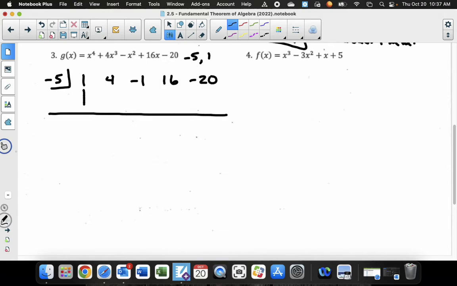Okay. Bring the 1 down. Whatever's in the first spot, you always bring down. And then it's just a bunch of multiplying and adding. Multiply by the -5, and then add. You get -1. Multiply that by the -5. You get +5. Add. You get 4. Multiply that by the -5. You get -20. Add. You get -4. Multiply that by the -5. We get +20. Add. You get 0. Why should that make sense that I get 0? Because it's a zero. You know it's a zero. We took it off the graph.